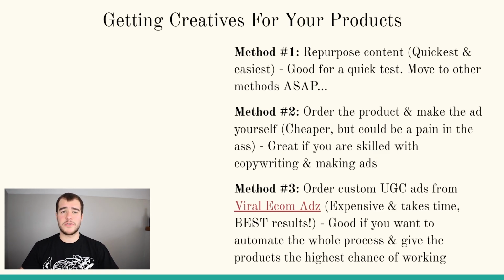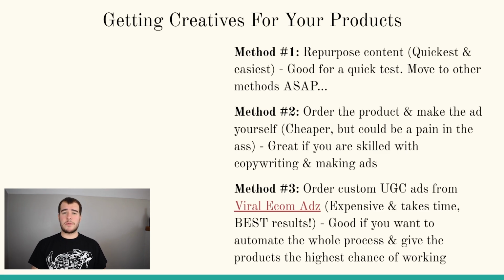So method number 1 is essentially repurposing content. This is going to be your quickest and easiest way. This is really good for just a quick test. But one thing that you're going to want to do is, if you do find a winning product using this method, you're going to have to move on to either method number 2 or method number 3 as soon as possible. Usually I recommend, if you get to a point where you get 10 sales, move into method number 2 or method number 3: order the product and make your ad yourself, or order custom UGC ads from an agency. But if you're just product testing and you're on a tight budget, repurposing existing content is a perfectly okay way to get your ads. I just wanted to push the point that you want to move away from it as soon as possible.